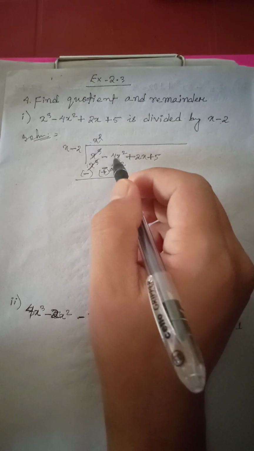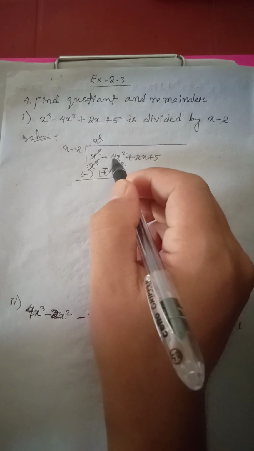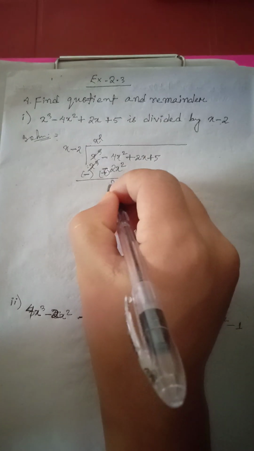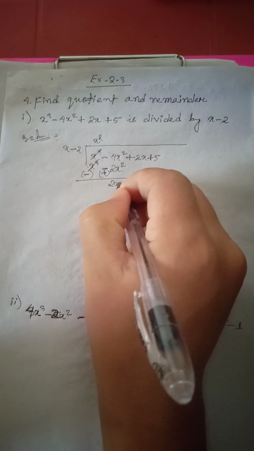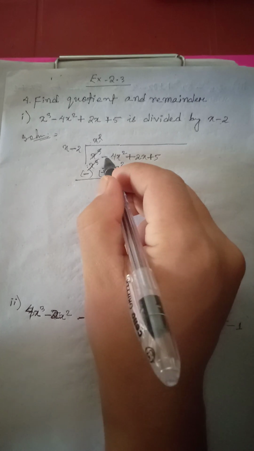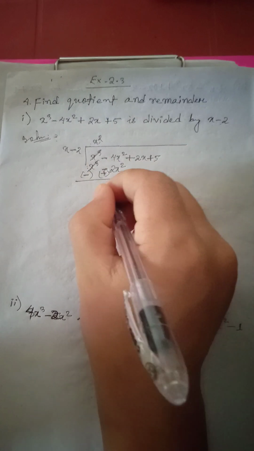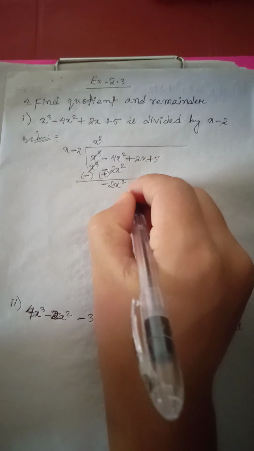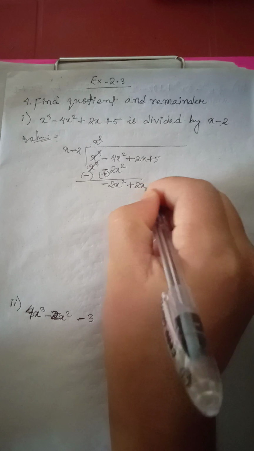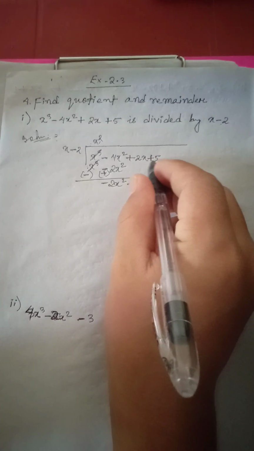That means you have to subtract this 2 from this 4, and after subtracting, you will get 2. And what is this? It is x squared. And what is the sign just before the greater number? It is minus. Let us write minus 2x squared plus 2x. Let us bring down this 2.